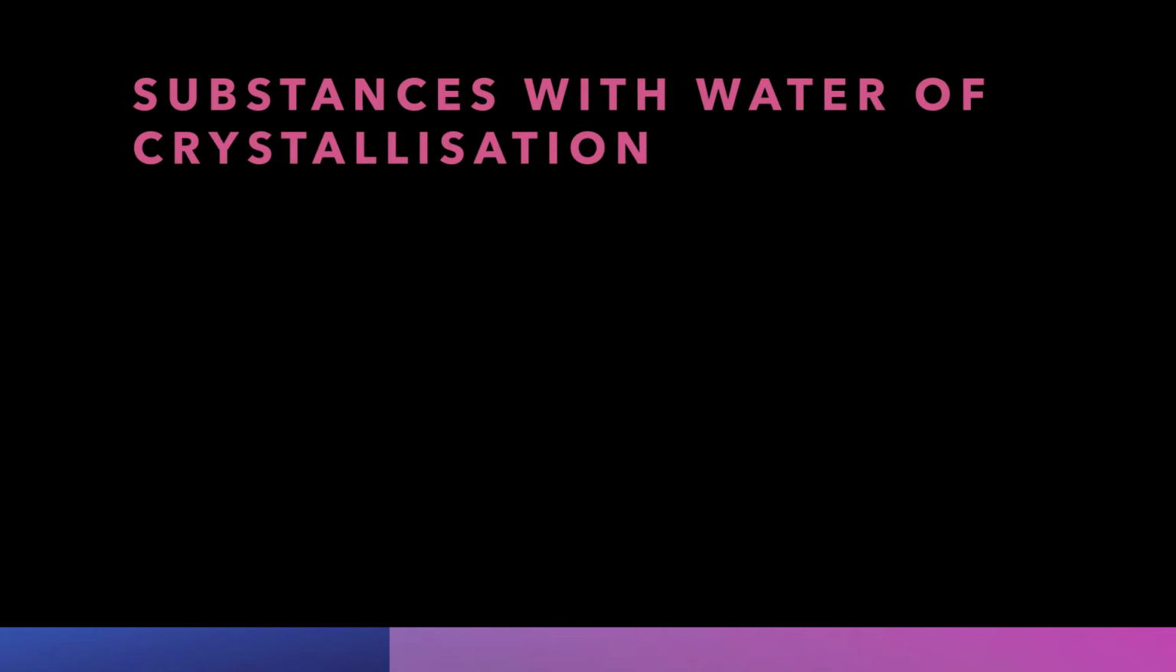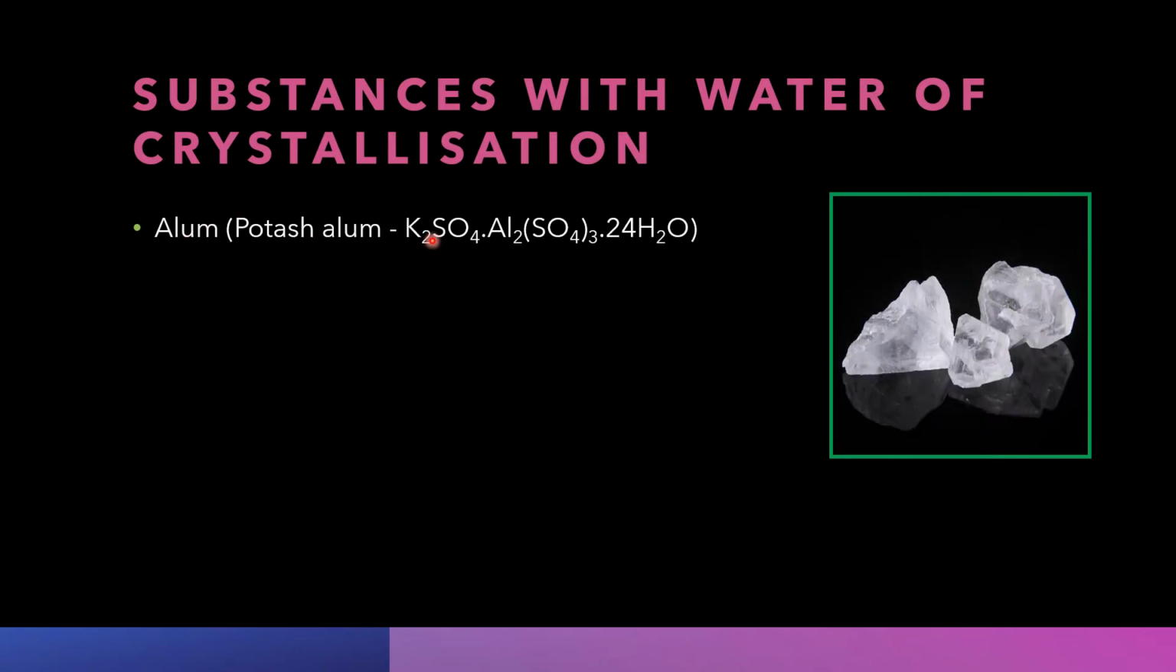Let us see some substances with water of crystallization. Children, what is meant by water of crystallization? These are the water molecules present inside the crystals. They support the crystal structure of salts and give color to the salts in some cases. For example, you take alum, which is commonly called potash alum. Potash alum is used as a water purifier and it is an antiseptic also.